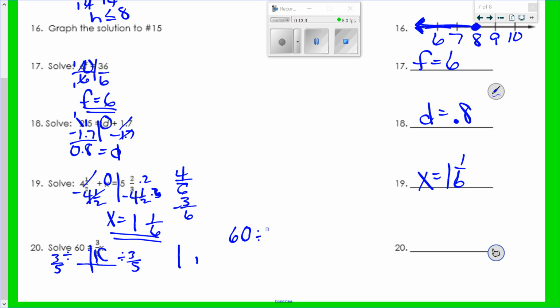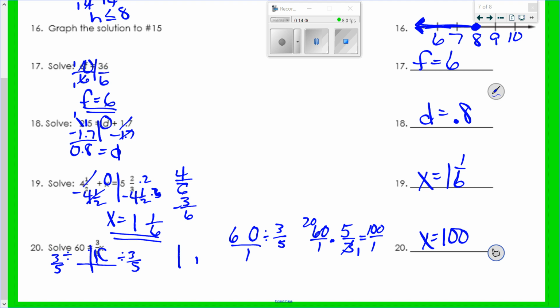divided by 3/5. What's the first step if I have a whole number in a fraction? Put a 1 underneath. Then what do I do? Do I divide fractions? No, I keep, change, flip. Multiply by the inverse. So 60 over 1, I keep. I change the multiplication. I flip 5 over 3. I have one reduction I can do. 20 times 5 equals 100. So our solution is x equals 100.